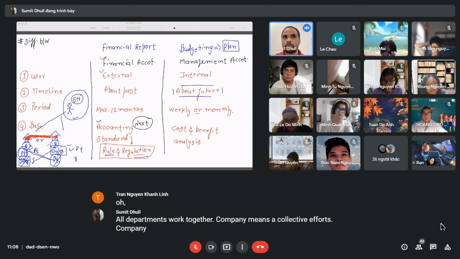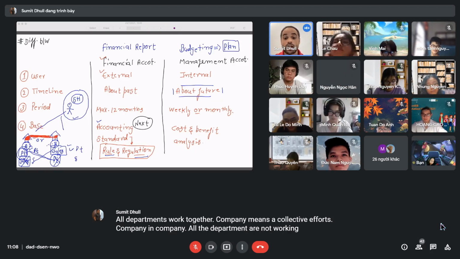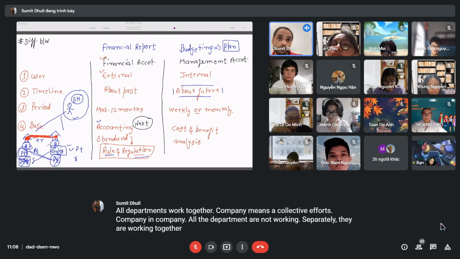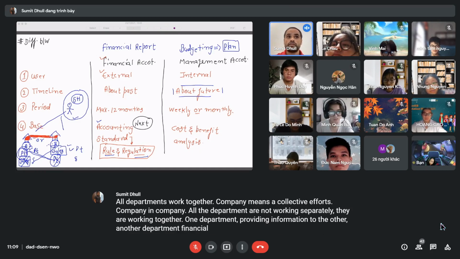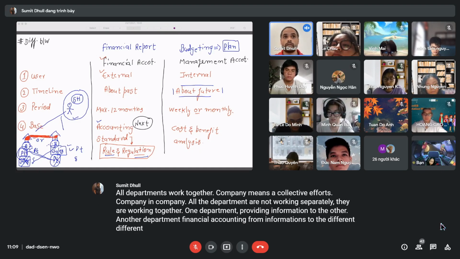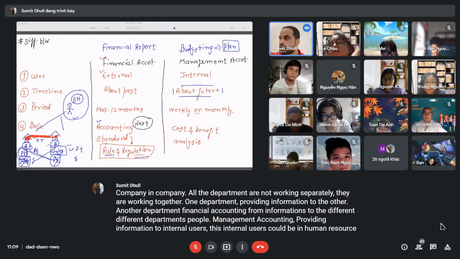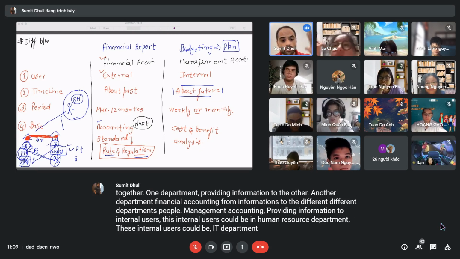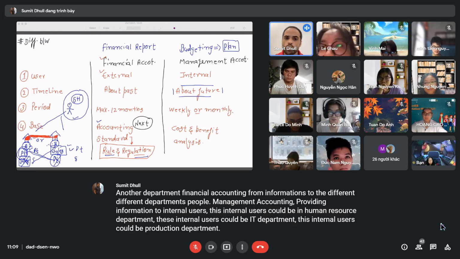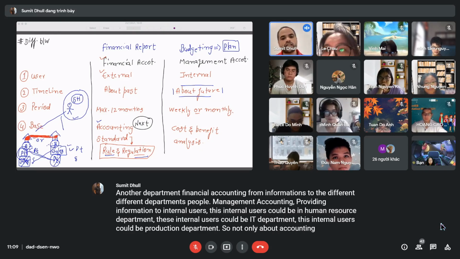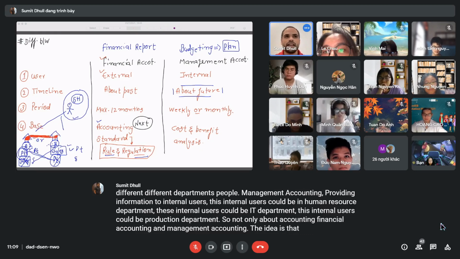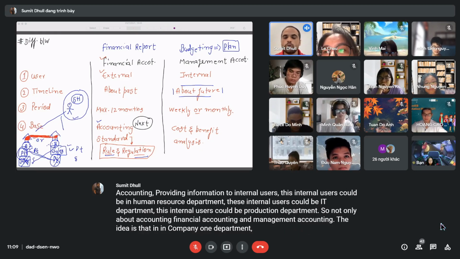In a company, all the departments are not working separately. They are working together. One department provides information to another department. Financial accounting provides information to the different departments' people. Management accounting provides information to internal users. These internal users could be in the human resource department. These internal users could be the IT department. These internal users could be the production department. So not only about accounting, the idea is that in a company, one department communicates with the other departments all the time.